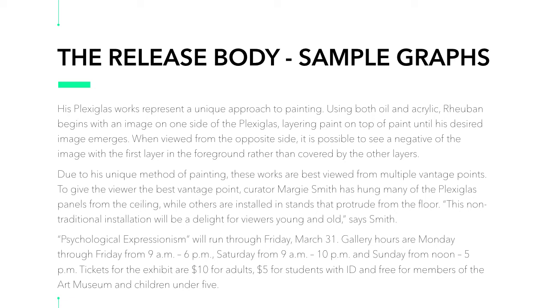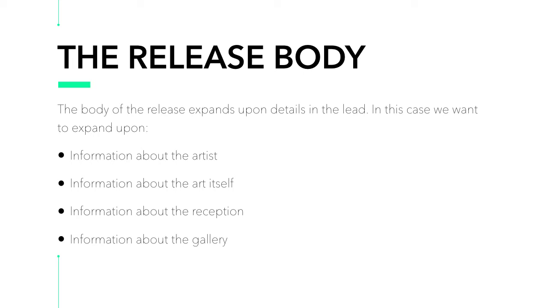You might find that inverted pyramid can be difficult sometimes as well. If you think about the case we were just talking about with Sid Rubin, actually let me go back here. Information about the artist, the art itself, the reception, and the gallery. Well, I would say that someone who's coming to the exhibit might care the most about the art that they're going to see and the reception that they're going to attend. Then they might hear about the artist biography, and then they might want to know the specific hours of the gallery.